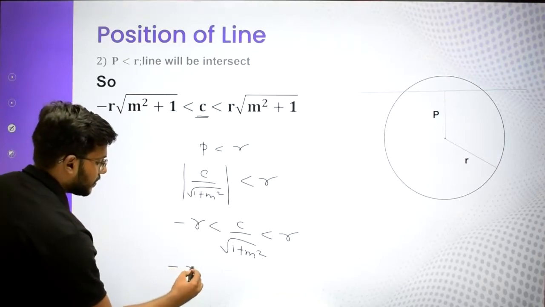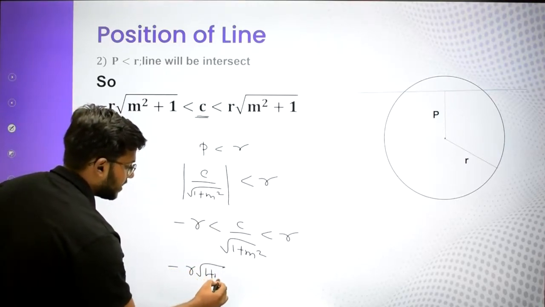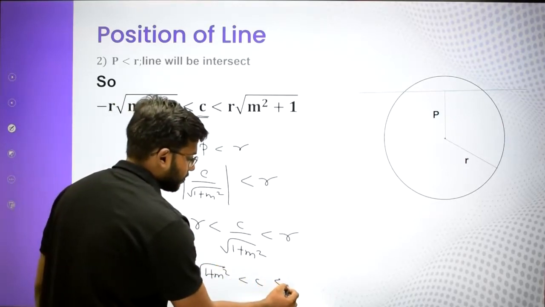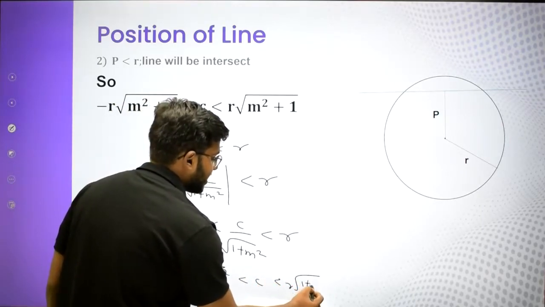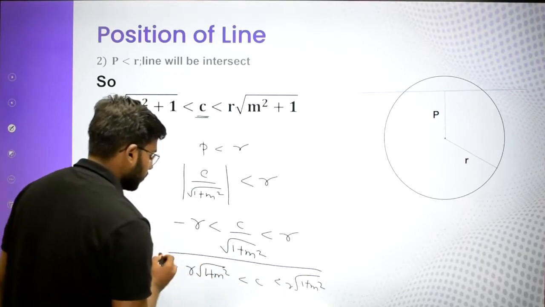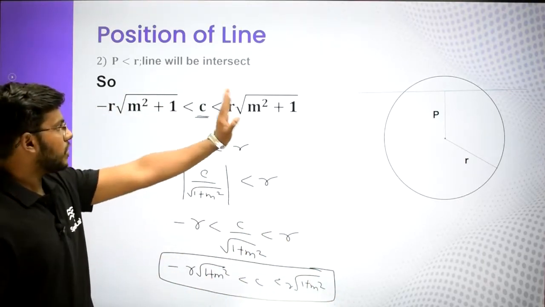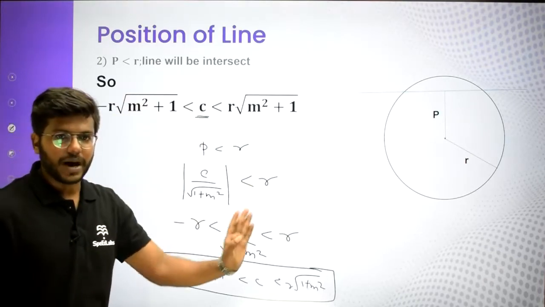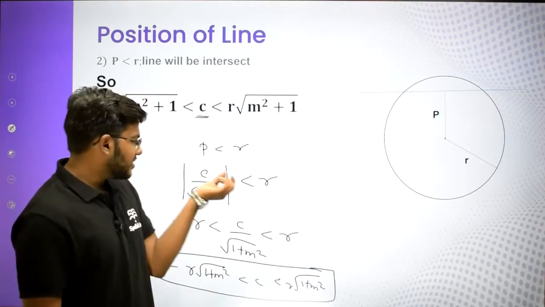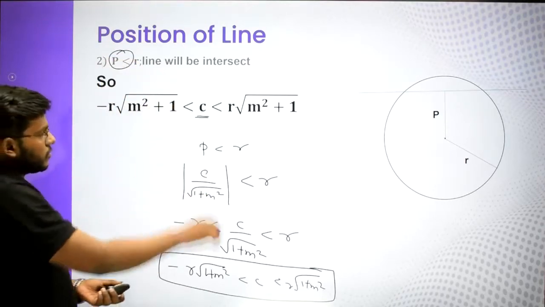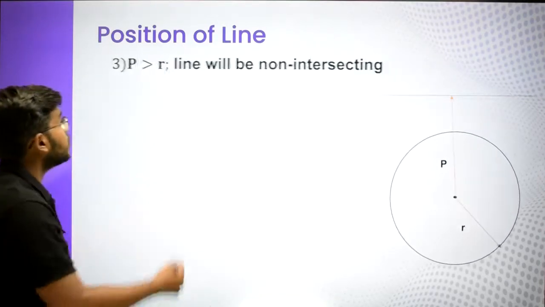And now if you simply cross multiply this thing, you will get C should be greater than minus R into under root of 1 plus m square, and it should be less than R into under root of 1 plus m square. Okay, so for lines to be intersecting, your constant should lie in between these two values. This you don't need to memorize, it's very easy. From the simple concept P less than R, you can find out this. Okay, this is a result you can see in some of the works.